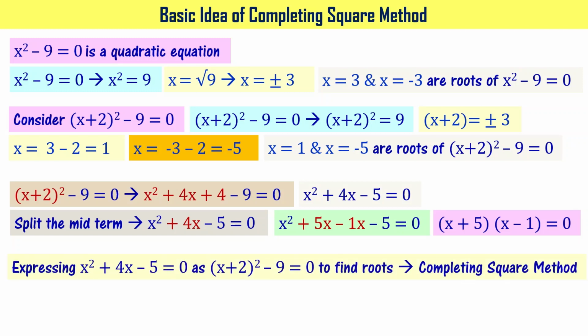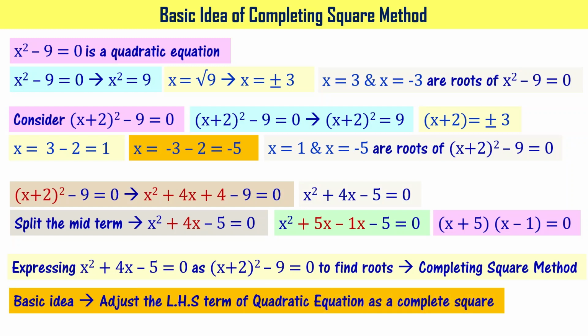Now if you observe, the basic idea of completing square method is about expressing the given equation x square plus 4x minus 5 equal to 0 as x plus 2 whole square minus 9 equal to 0, so that you can get roots in a different way, right? In other words, I can say that basic idea is adjust the LHS terms of quadratic equation as a complete square. In this particular case, x plus 2 whole square is a complete square, right? Whatever terms containing x, you express them as complete square. Please take a note of that.